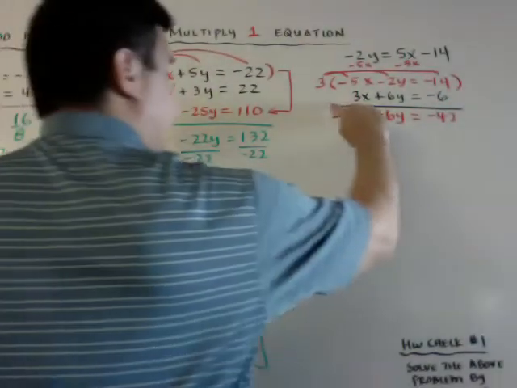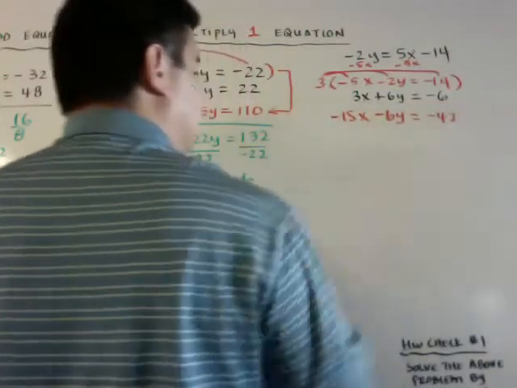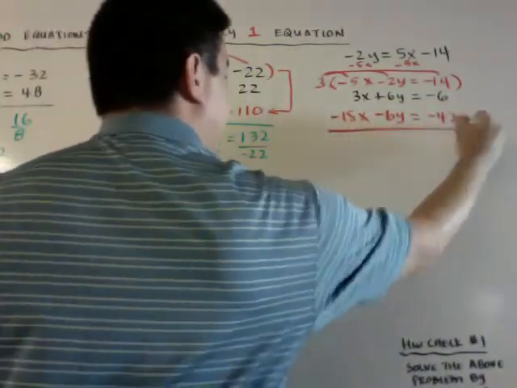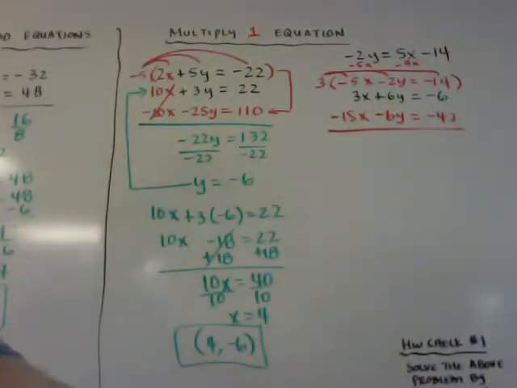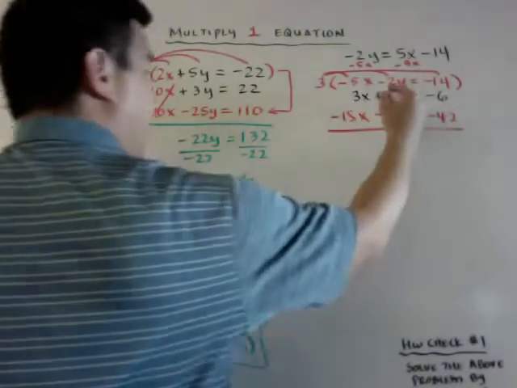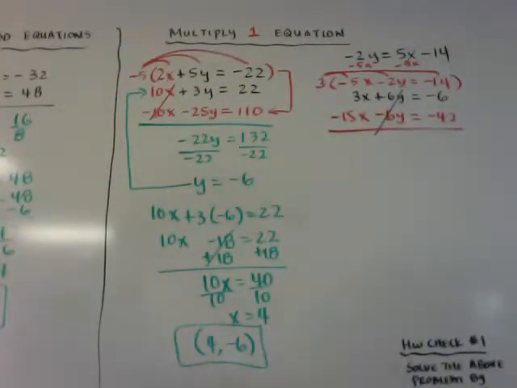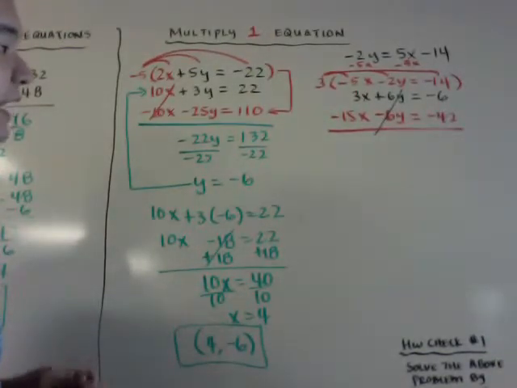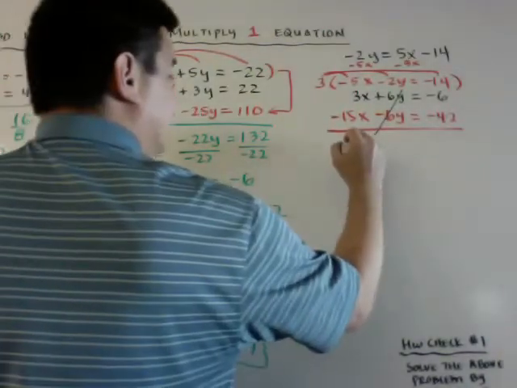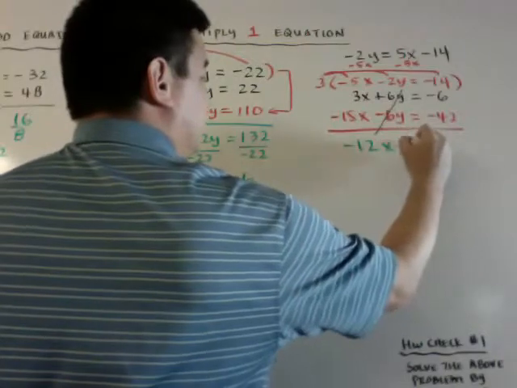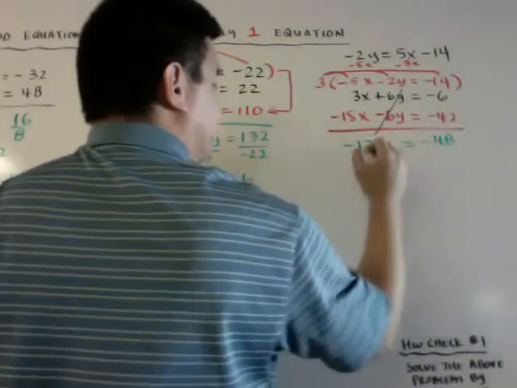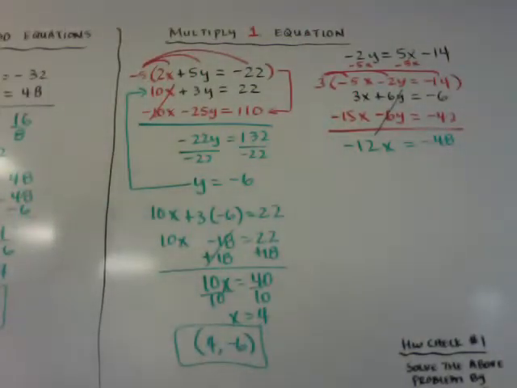Okay. And there are my two equations now. So now I have these two equations. I can eliminate my y's, which is good, and deal with the x's. So now when I deal with my x's, I'm going to get negative 12x is equal to negative 48. And you can go from there and solve it for x.